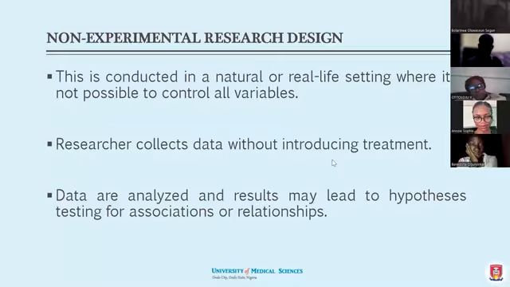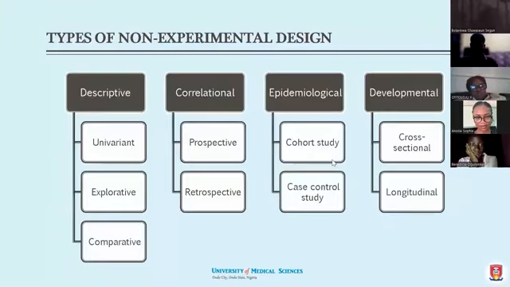These results may lead to hypothesis testing of association or relationships between your variables, because you are not dealing with a cause and effect relationship here. You're only looking at, okay, is there any relationship? You are looking at the relationship or the association between your variables. And there are several types of non-experimental design. You can have descriptive, you can have correlational, you can have epidemiological, you can have developmental.